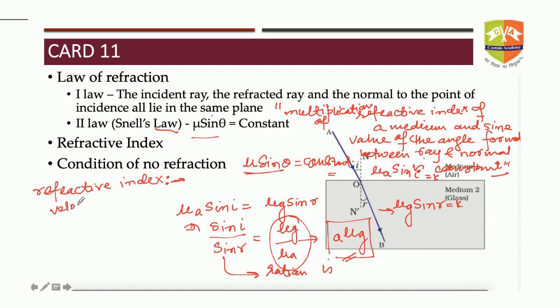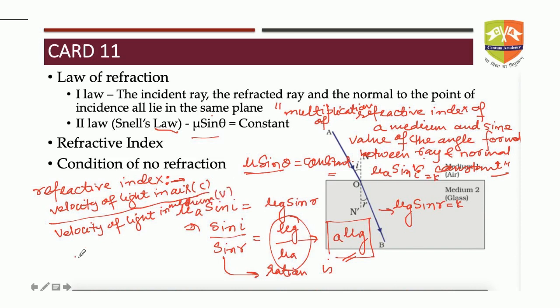Now what is refractive index? Write it down if you want to; I'm orating it. The refractive index of a medium is the ratio of the velocity of light in air, which is denoted by C, divided by the velocity of light in that medium, which is denoted by V. So it is nothing but mu is equal to C by V. And this is called absolute refractive index.